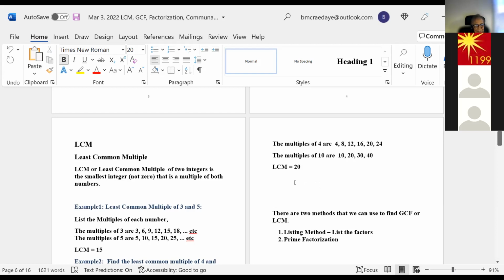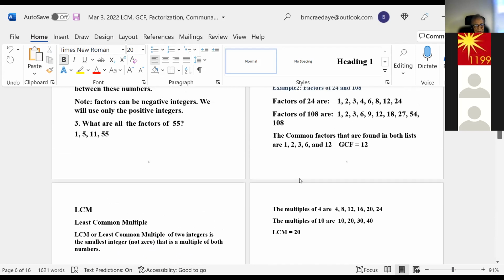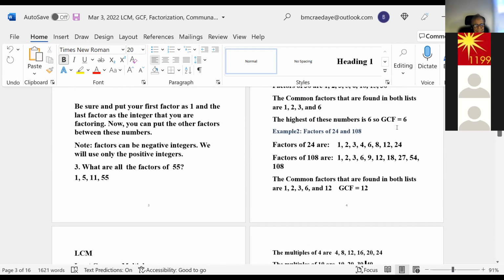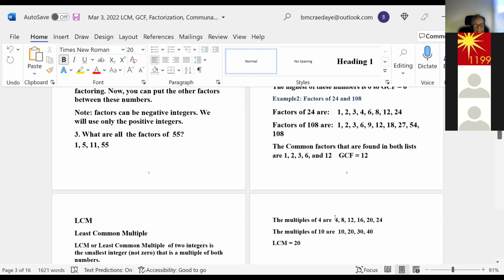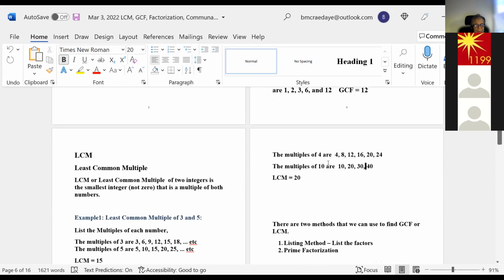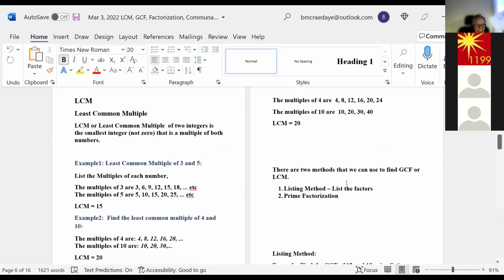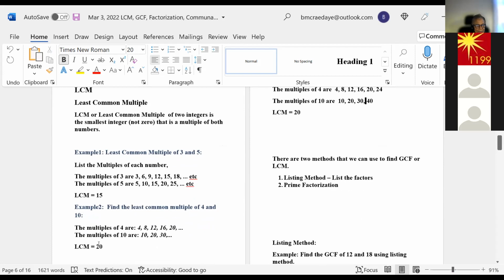Do you follow the difference? We go back up here. We listed the factors, right? And then we said, what factors are common? So we found what they were, and then we said, what's the greatest of those common ones? It was 12. That's factors, right? But when you're talking least, you're talking multiples. So you find your multiples, and then you try to find the one that is the smallest. And there's the answer right there. Least common multiple is 20, but I wanted you to work it out.